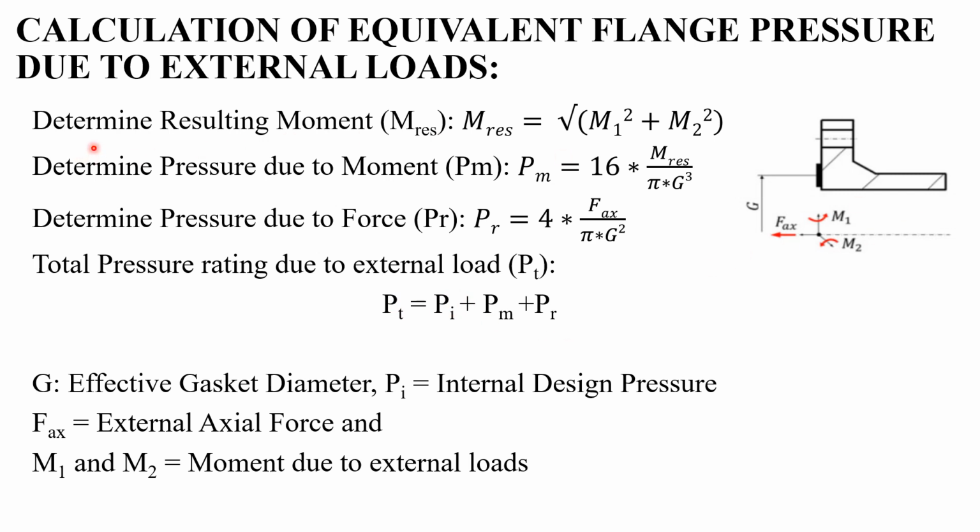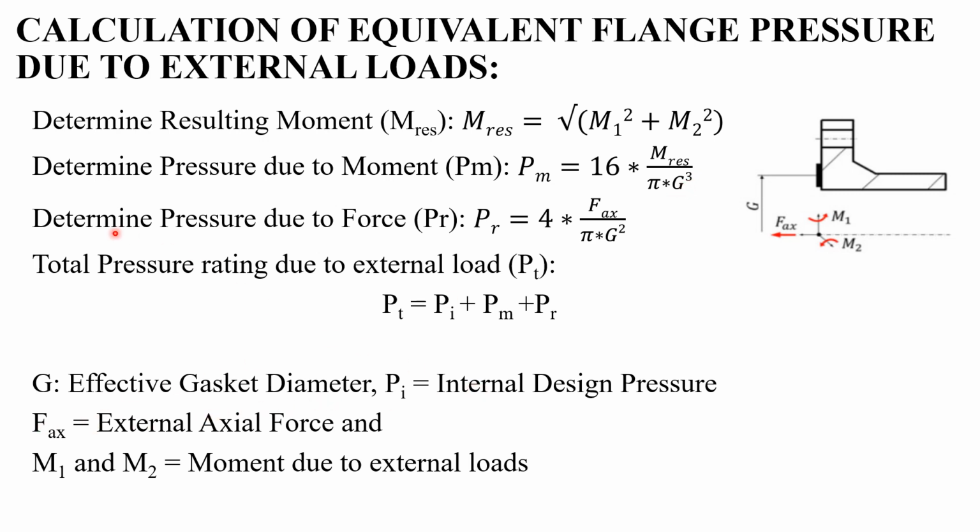Okay, determining the resulting moment. First, we find M resultant. The formula is root of m1 square plus m2 square, based on this m1 m2. Then we'll determine the pressure due to the moment. So that will be Pm. The formula is 16 multiplied by M resultant divided by pi into G cube. So G is the effective gasket diameter.